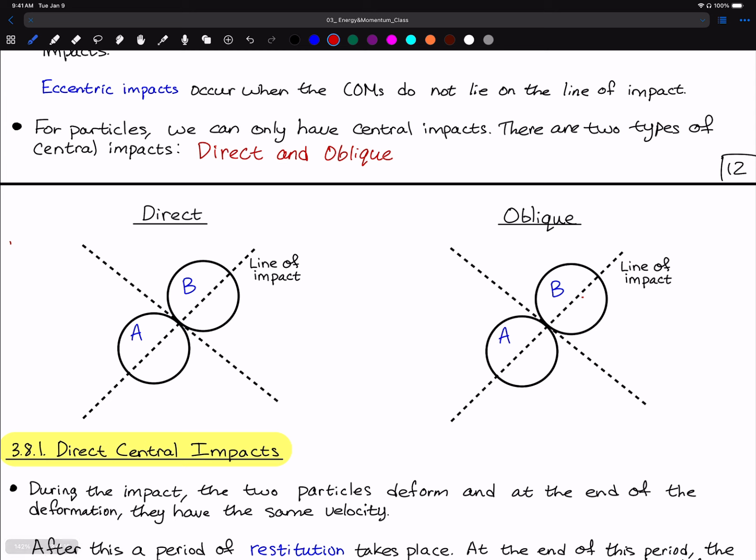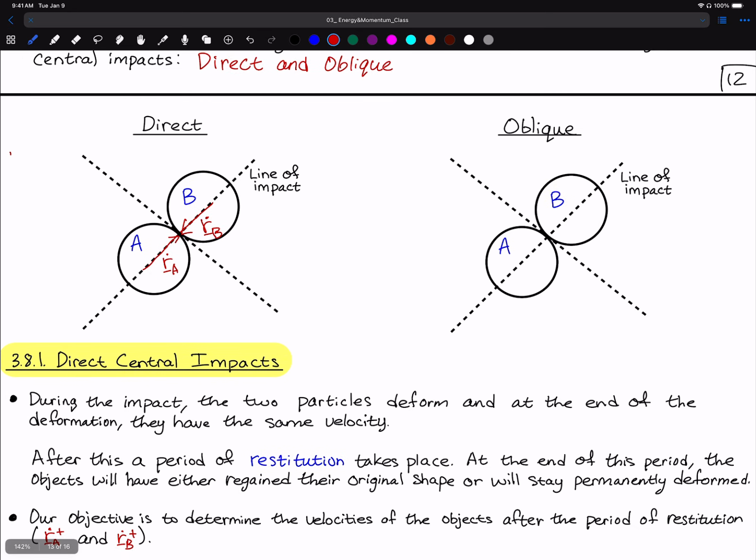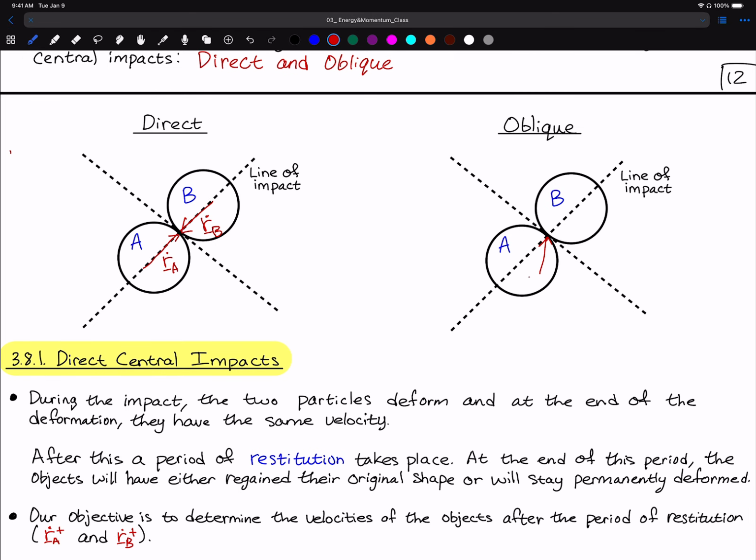Direct impacts occur when the velocity vectors of each particle are aligned with the line of impact. In this case, we will have a velocity vector ṙ_A for particle A, and it lies on that line of impact. The same thing for ṙ_B, it also lies on that line of impact. Oblique impacts are when the velocity vectors do not lie on the line of impact. In this case, ṙ_A points in this direction, while ṙ_B points in that direction, and they do not line up on the line of impact.